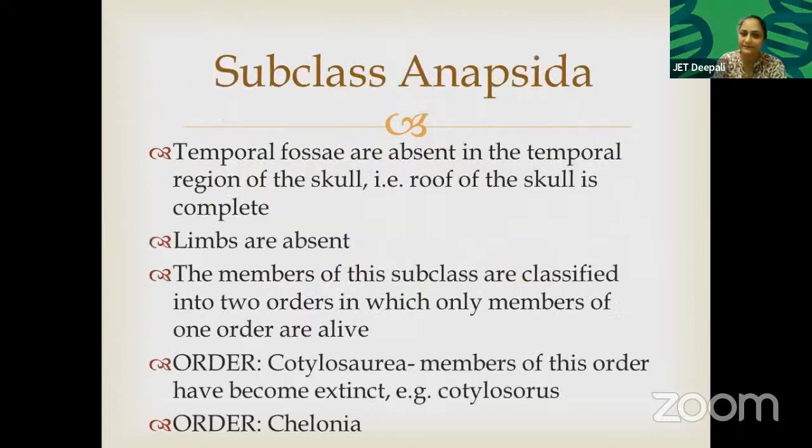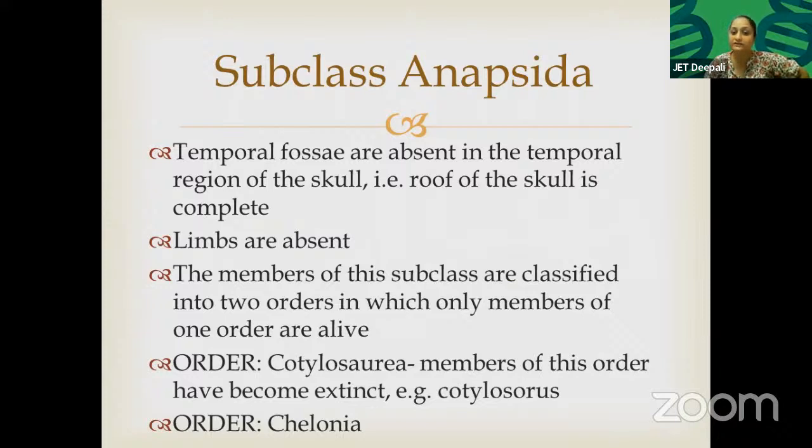Now, subclass Anapsida. Temporal fossae are absent in the temporal region of the skull. Means they are not having temporal fossae. That is, the roof of the skull is complete. There is no kind of cavity or depression in the skull. So the roof is completely roof. No opening, no cavity. Limbs are absent in these reptiles. They are not having limbs, no forelimbs, no hind limbs.